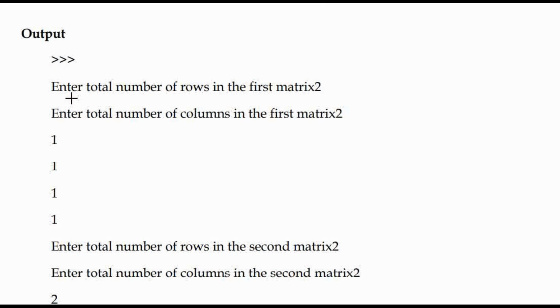Output: enter total number of rows in the first matrix, enter total number of columns in the first matrix, 1, 1, 1, 1. Enter total number of rows in the second matrix, enter total number of columns in the second matrix.